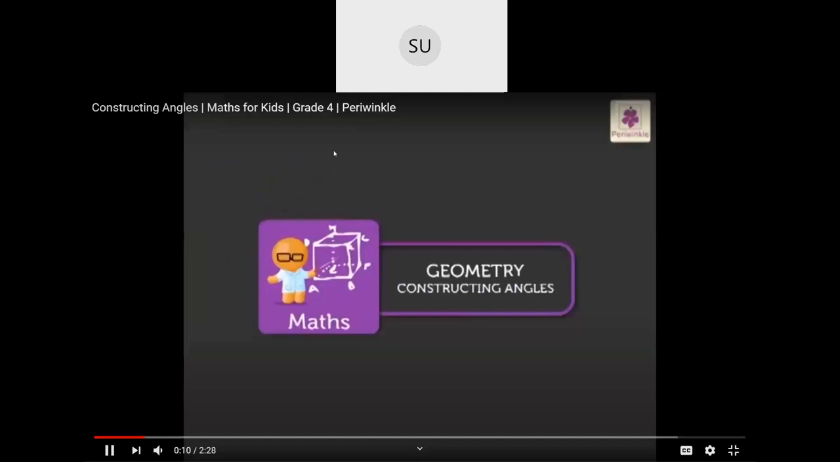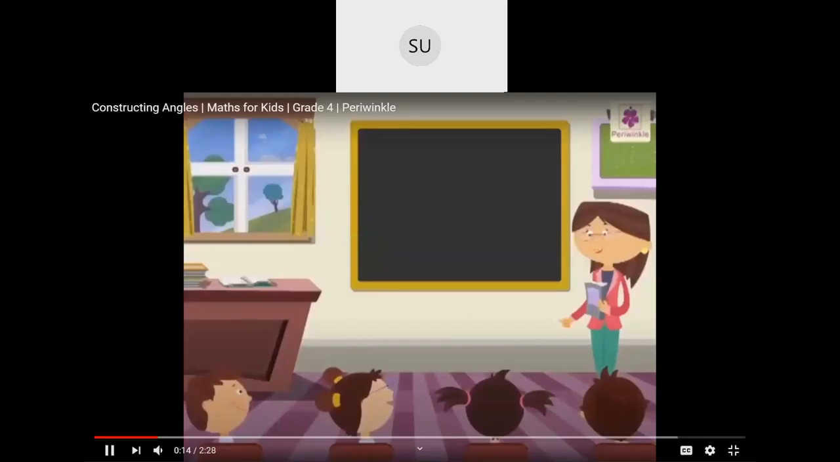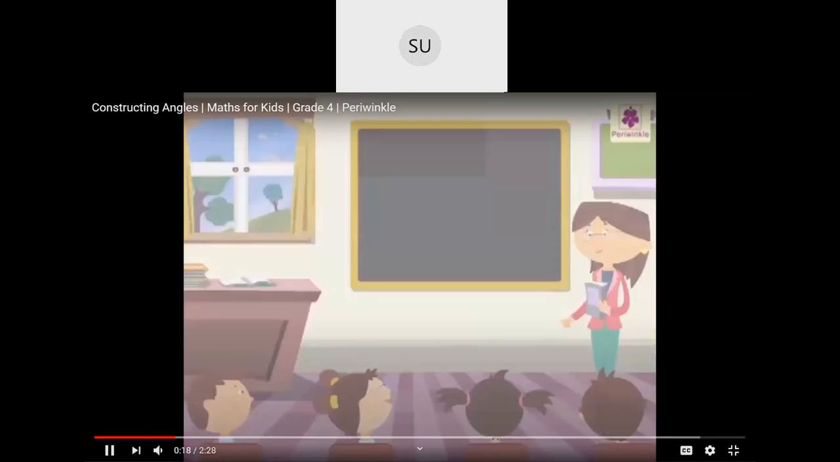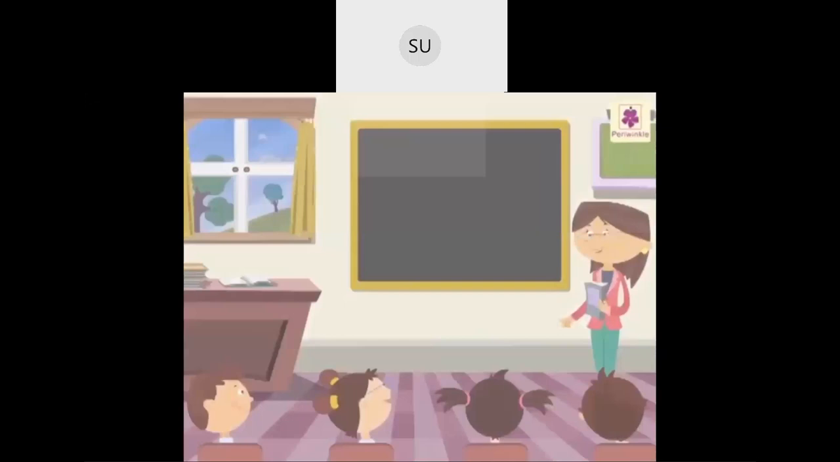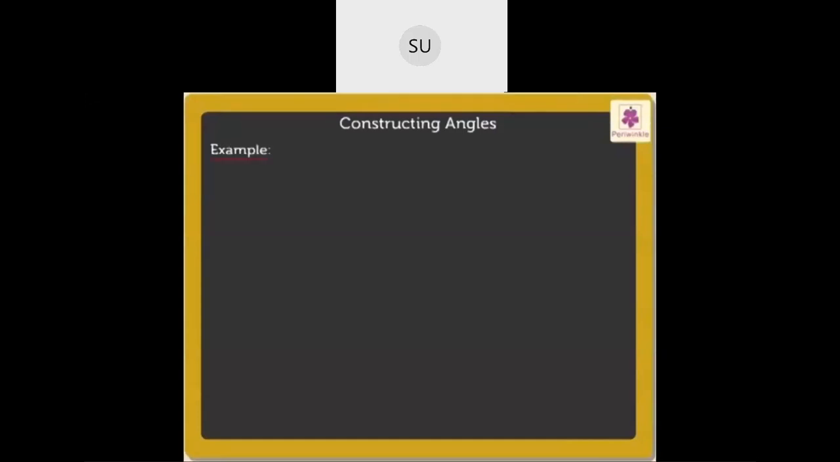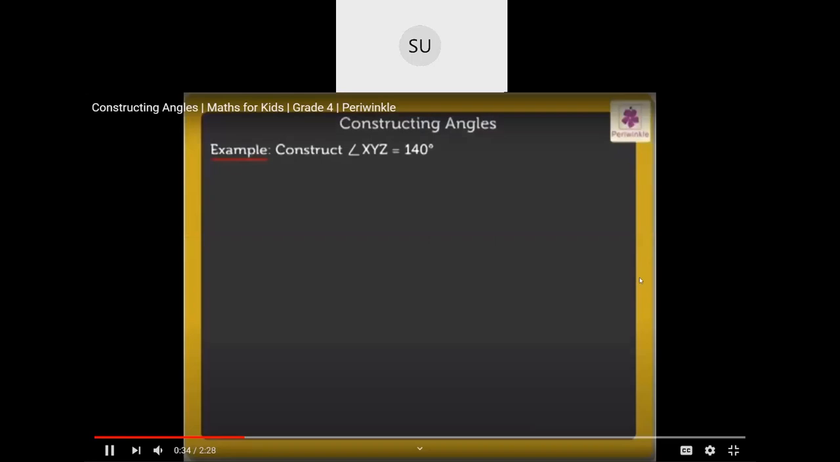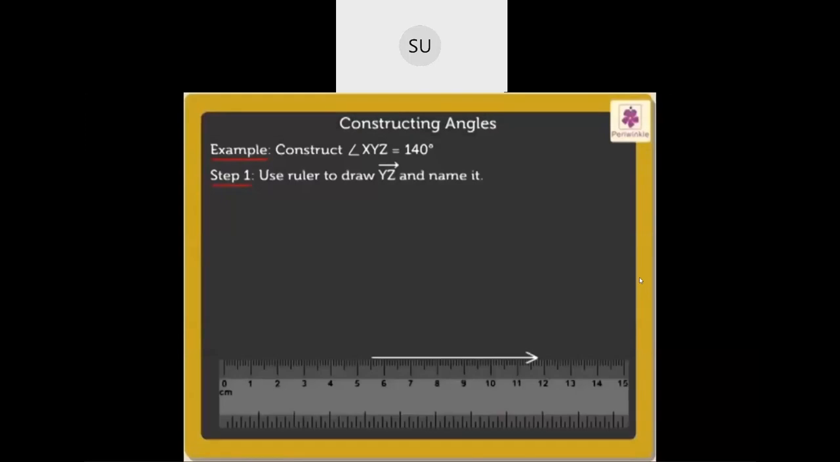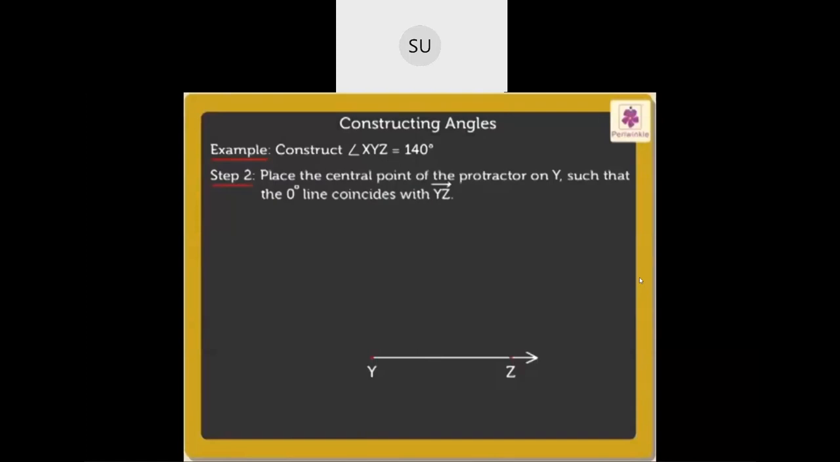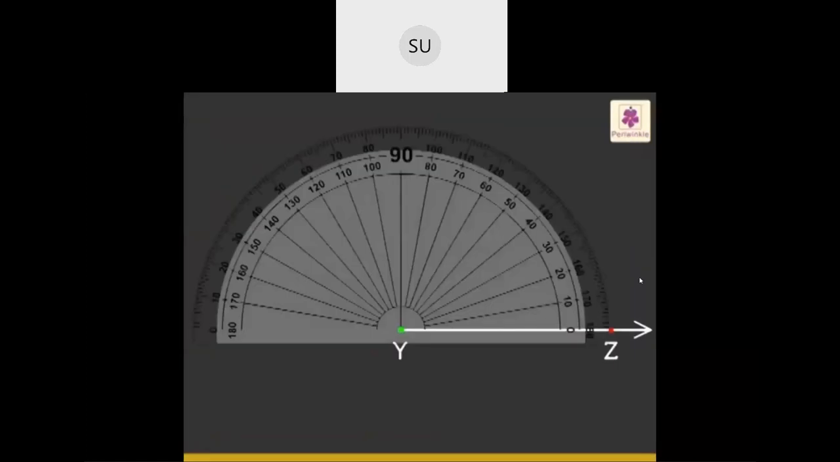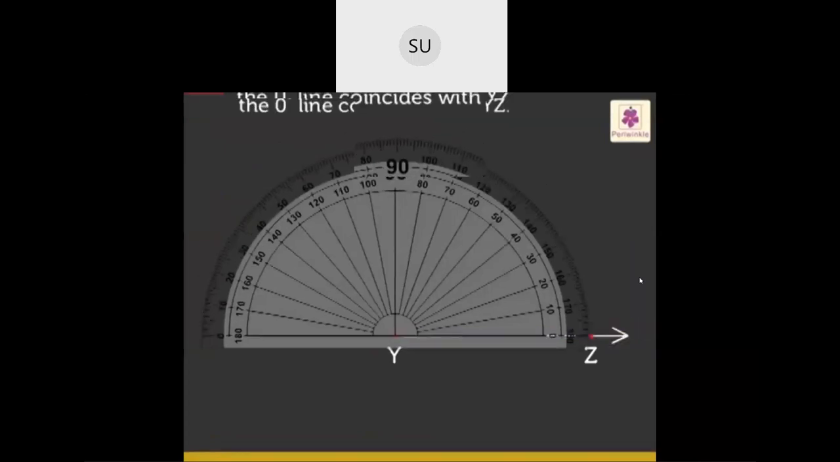constructing angles. We have already studied how to measure an angle. Today, let's learn how to construct an angle. Let's construct an angle XYZ of 140 degrees. To construct, we need to follow a six-step process. Step 1. With the help of a ruler, draw ray YZ and name it. Step 2. Place the central point of the protractor on Y such that the 0 degree line coincides with ray YZ. Step 3.